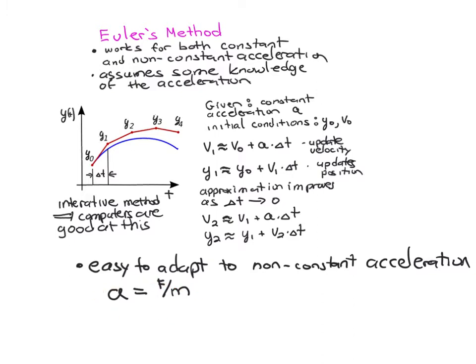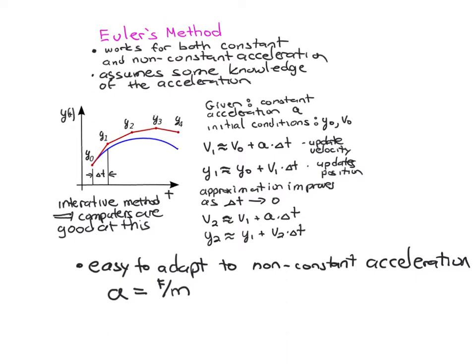So it's going to be easy to adapt this method to deal with things like, say, a ping pong ball moving through the air, because if we know what the air resistance forces are on the ping pong ball, we can calculate the acceleration, and then each step of the way we can update the acceleration. And even though the acceleration is changing, this iterative method is still going to work really well.